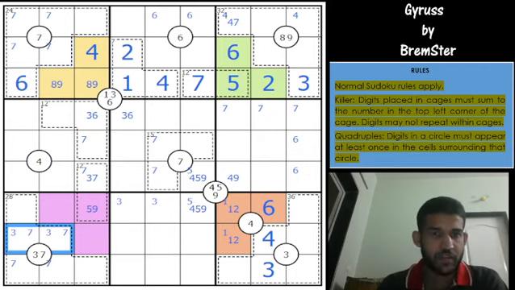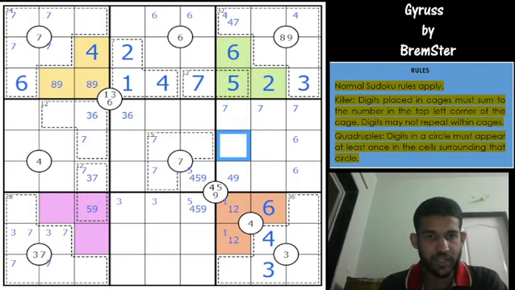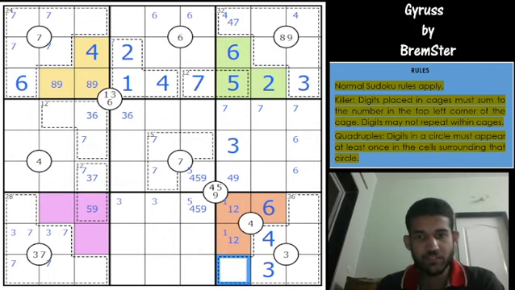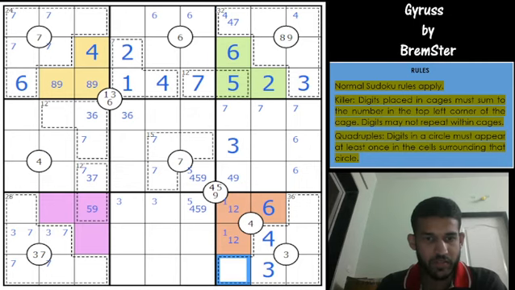Okay, so 3 in column 7 has exactly one option. It cannot be in this box, cannot be in this box, cannot be here, so 3 goes here. And let's write some pencil marks in this column. So this one has to be a 7, 8 and 9.